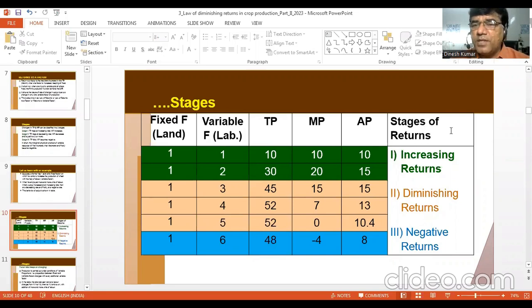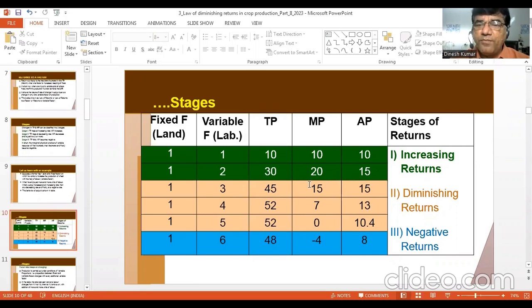See the last column, stages of return. Now, how to identify the 3 different stages? So you need to see the marginal product. So here marginal product, the green one, you can see from 10, it has become 20. Means marginal product has increased. Therefore, it is called increasing returns. Here the returns are in terms of physical quantity of the commodity. So it is increasing return in green, you can see.